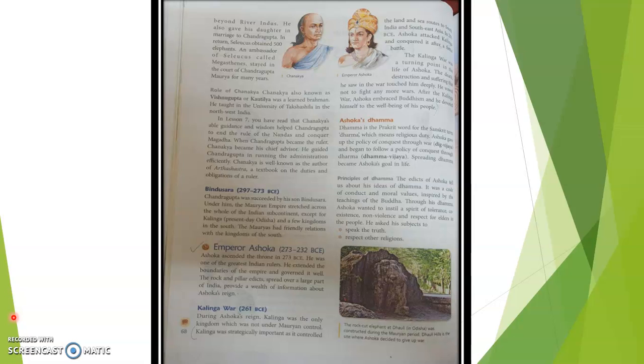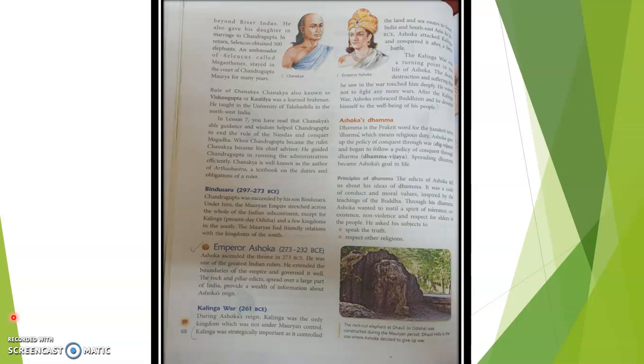Next is Bindusara. Bindusara was the son of Chandragupta and his time period was 297 to 273 BCE. He won maximum part of India except Kalinga, which is present-day Odisha, and the south. Emperor Ashoka. Ashoka became the king after the death of his father. He was the greatest king and he expanded his kingdom. His time period was 273 to 232 BCE. There are many rocks and pillars which tell us about Ashoka's reign.